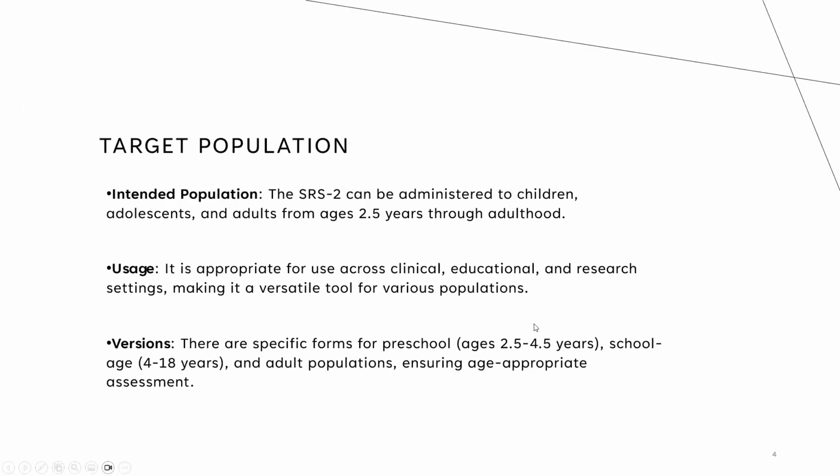In terms of the target population, this tool is intended to be utilized across a broad age range, from children as young as 2.5 years old all the way through adults. There are versions for preschool, school age, and adult populations, each tailored to age-specific social expectations as well as communication norms. This makes the SRS-2 very flexible and useful in various settings such as schools, clinics, and research environments.